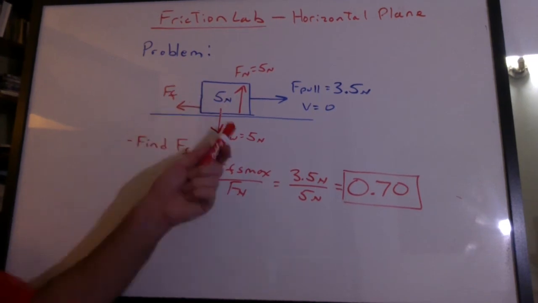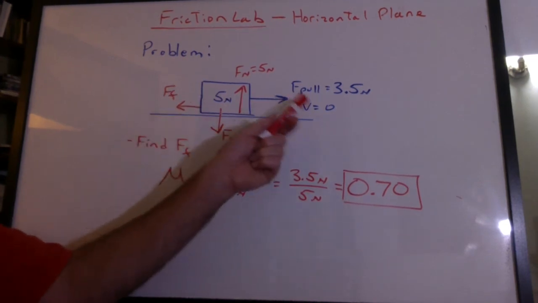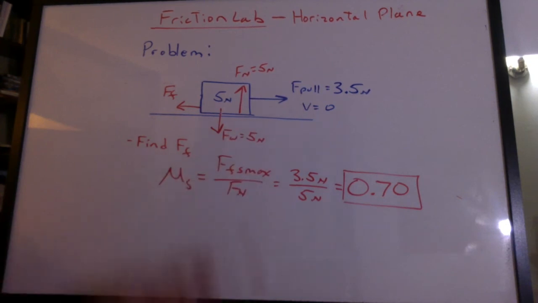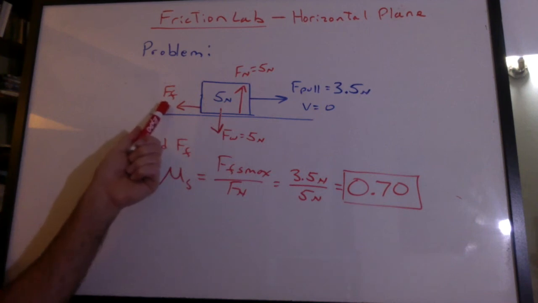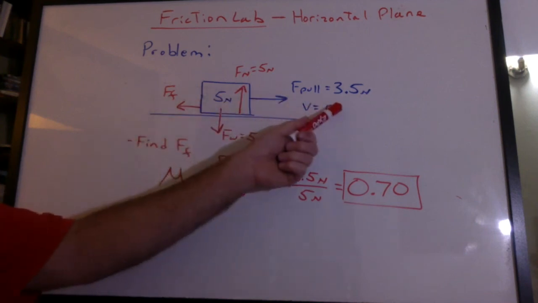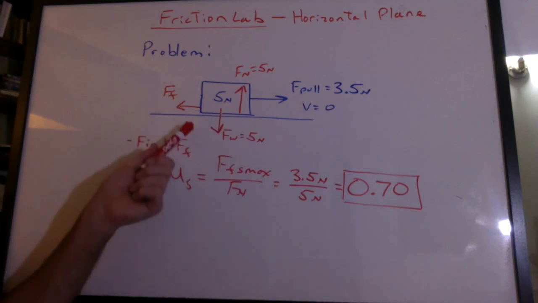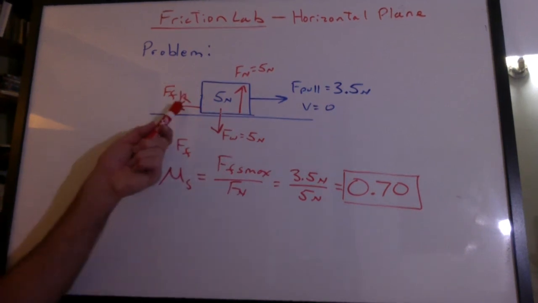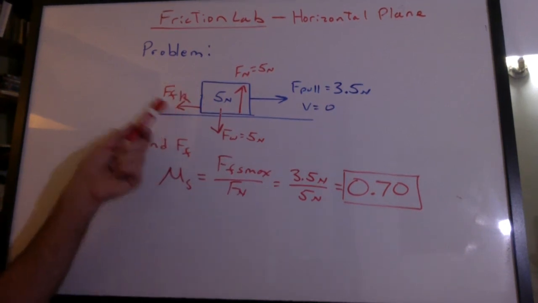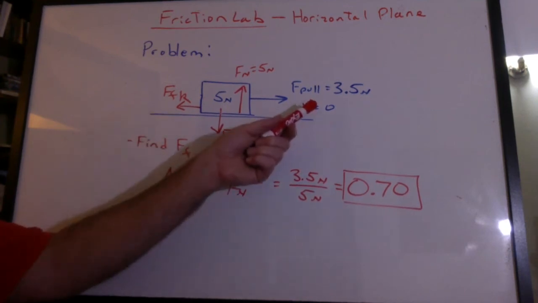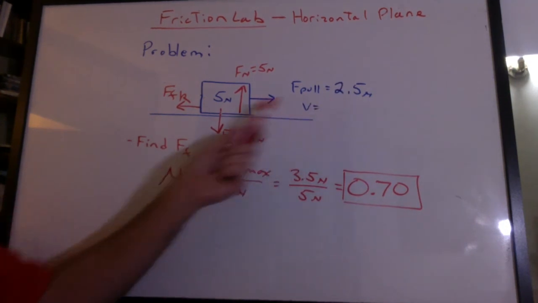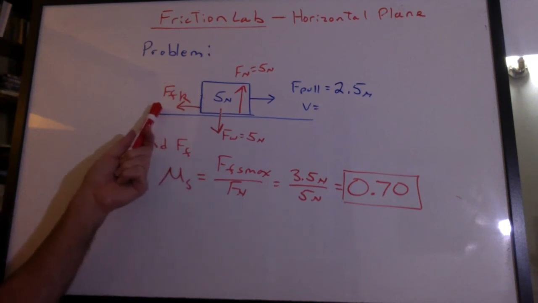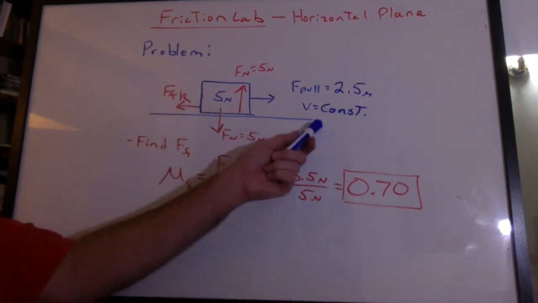Now that the block has jumped forward, imagine I keep applying that 3.5 newtons. The block will speed up. I know then that this force of friction has to be less than the 3.5 newtons. Since it's moving, we put the K here to call it kinetic friction, but I don't know what that number is. I'm going to reduce my force to 2.5 newtons, and when that occurs, I notice that the block is moving at a constant velocity.